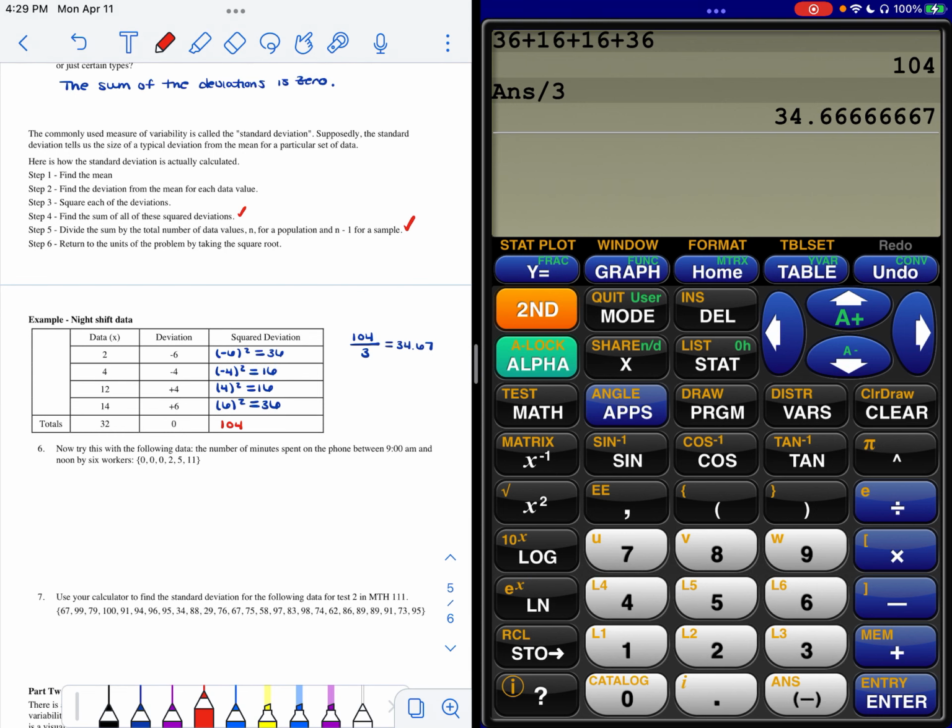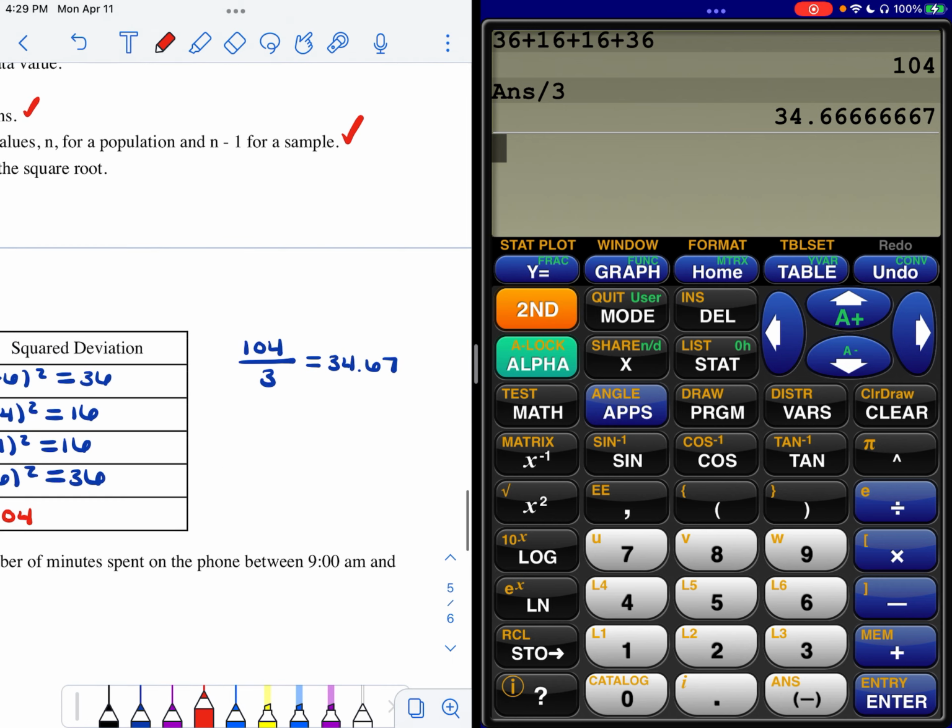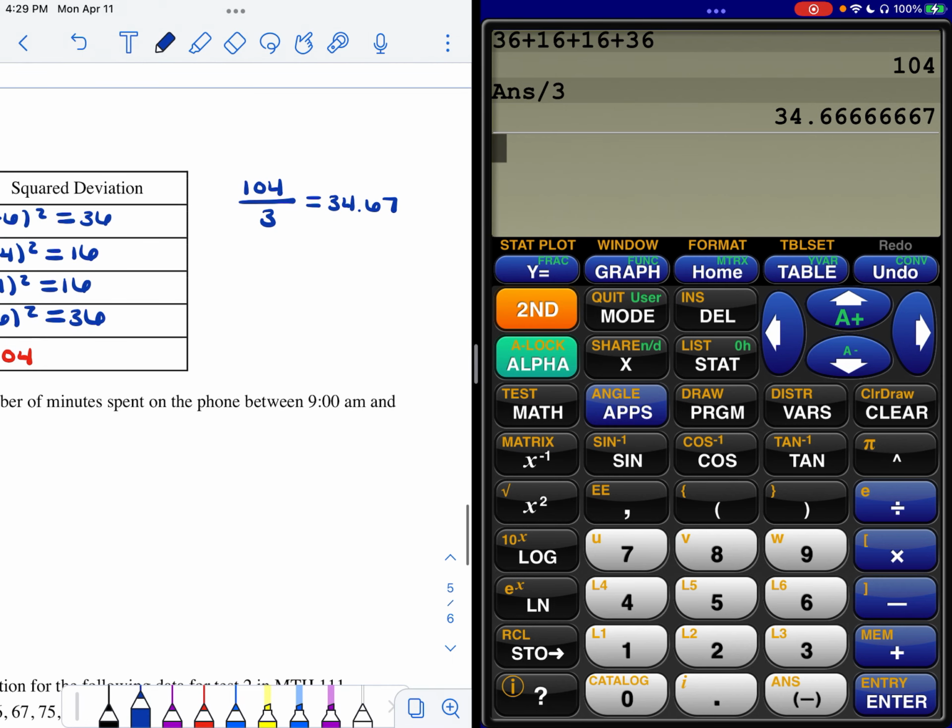And then the last thing we want to do is return to the units of the problem by taking the square root. So finally, if we're looking for our sample standard deviation, we are going to take the square root of that number that we just found, the 34.67. Actually, to be more accurate, you could just plug in the whole fraction so you don't have to worry about anything getting rounded. So I'm going to go ahead and do that.